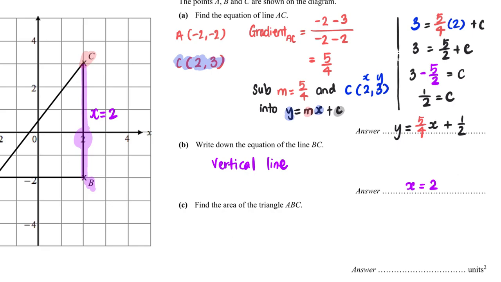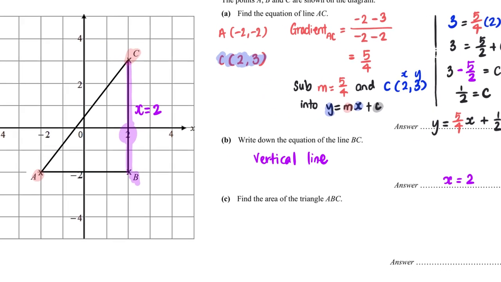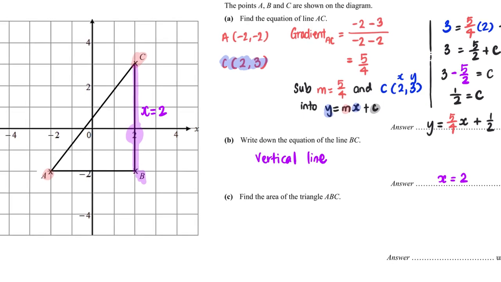And to find the area of this particular triangle, again, from here to here is 4 units. From here to here is 1, 2, 3, 4, 5 units. So area is simply half times base times height.